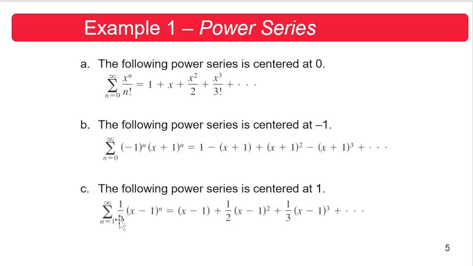If n is 2, we have 1 over 2 times x minus 1 raised to the second power as the second term. Plus, if n is 3, we have 1 over 3 times x minus 1 quantity raised to the third power, and so on.